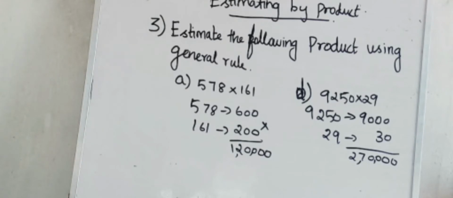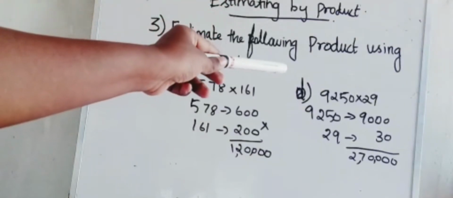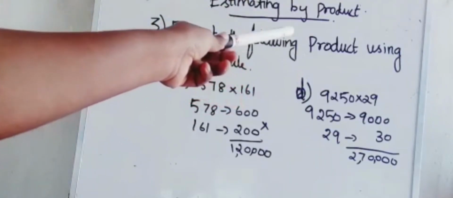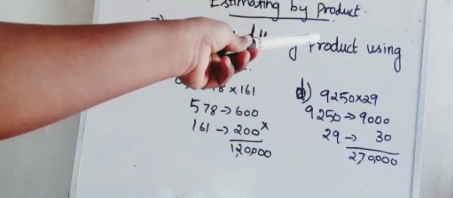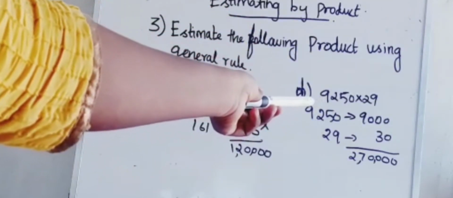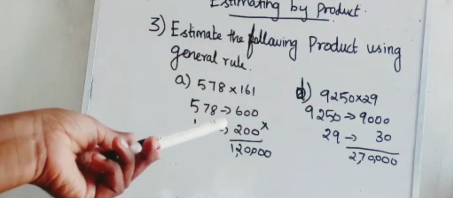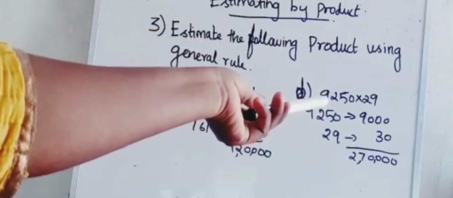If it's given to round off to the nearest tens and then multiply, or round off to the nearest hundreds and then multiply, then you have to do it that way. But here the general rule is given, so according to that we have to do. So 9250 to the nearest 1000: 2 is less than 5, so it will become 9000. Then 29 to the nearest tens: 9 is greater than 5, so it will become 30.